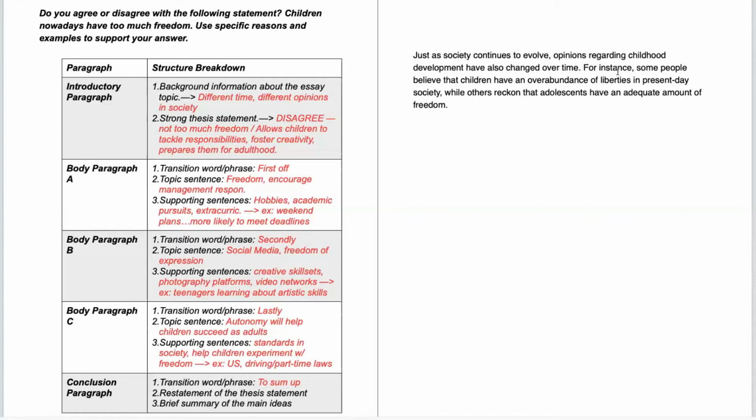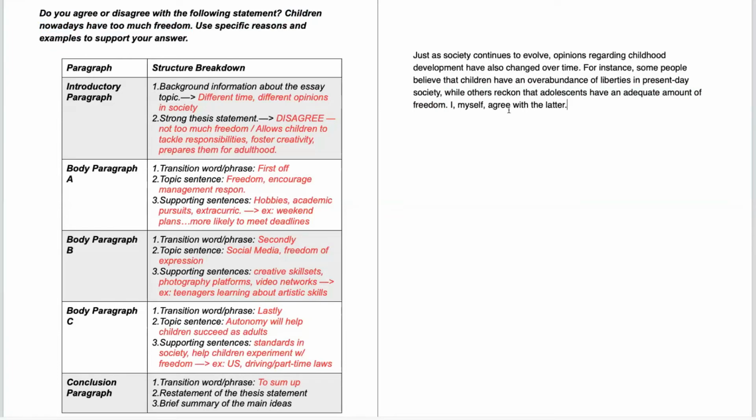And then the fact that we have both sides of the argument gives me a great segue in order to talk about my stance. So then I'm just going to say, "I myself agree with the latter." So that means that I agree with this part here. Others reckon that adolescents have an adequate amount of freedom. That is what I agree with. So basically, I'm showing that I disagree with the statement here.